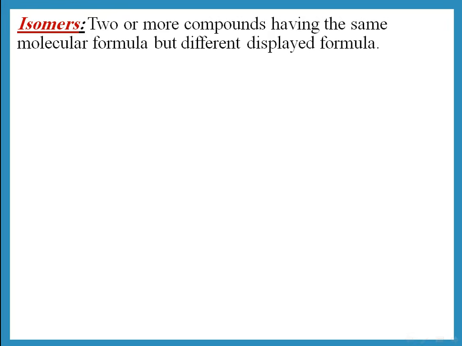Okay, we have different types of isomers. And you should remember from O level that an isomer is 2 or more compounds having the same molecular formula but different displayed formula. That means I have the same molecular formula, same number of carbons, same number of hydrogens, and so on, but different displayed formula. That means different structures. Now, we have one type of isomer which is chain isomers.